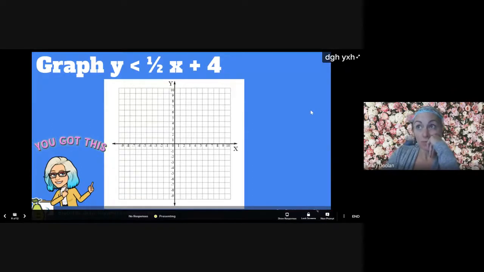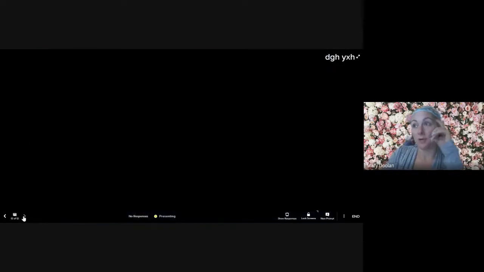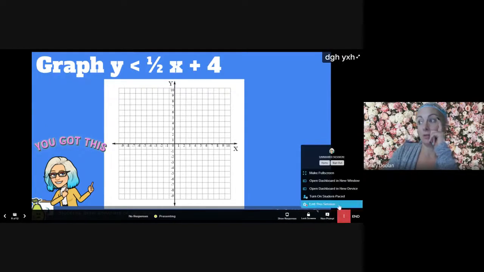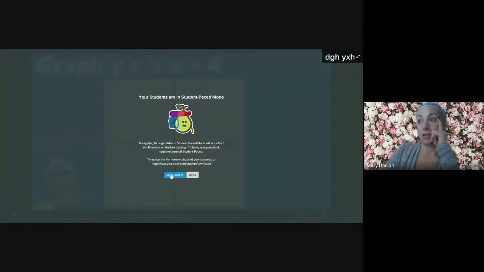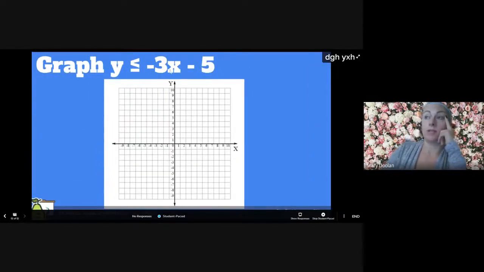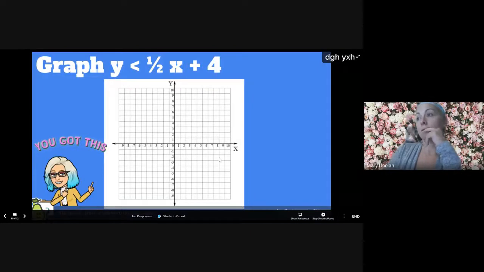Okay? So we have 2 problems I want you to try. I don't care which one you want to start with. Pick one. Step 1's done for you. Look, y is less than 1/2 x plus 4. So it's already in what we could call slope-intercept form. Number 12, y is less than or equal to -3x minus 5. Also, this is already set up, ready to go to graph. Pick one of these to start with.